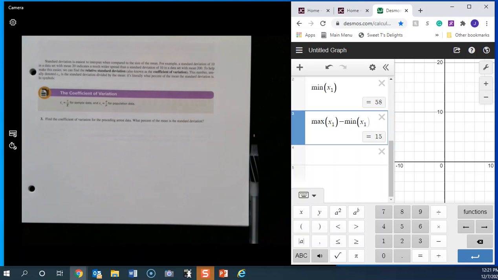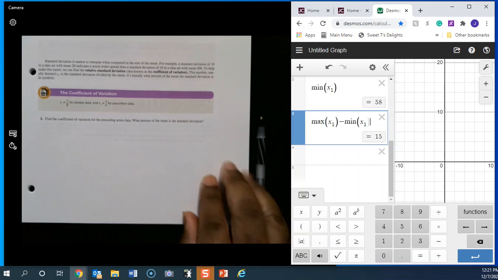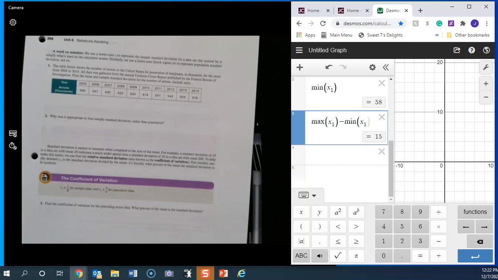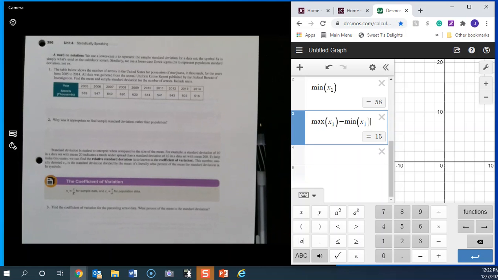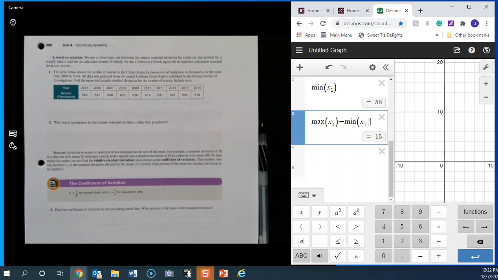All right. So now we move on to page 396. Now it says here, word on notation. We use a lowercase s to represent the sample standard deviation for a data set. The symbol Sx is simply what's used on the calculator screen. Similarly, we use a lowercase Greek sigma to represent population standard deviation, not the symbol sigma x.